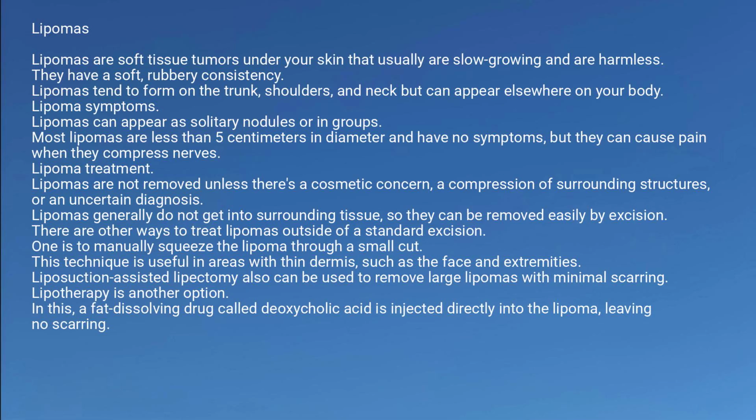Lipomas. Lipomas are soft tissue tumors under your skin that usually are slow-growing and are harmless. They have a soft, rubbery consistency. Lipomas tend to form on the trunk, shoulders, and neck but can appear elsewhere on your body. Lipoma symptoms. Lipomas can appear as solitary nodules or in groups. Most lipomas are less than 5 centimeters in diameter and have no symptoms, but they can cause pain when they compress nerves.